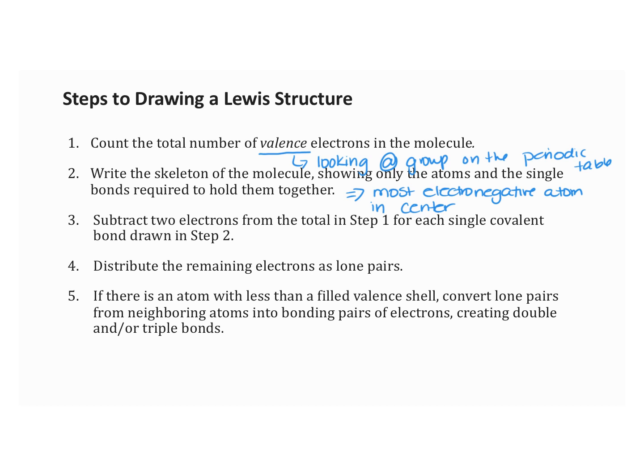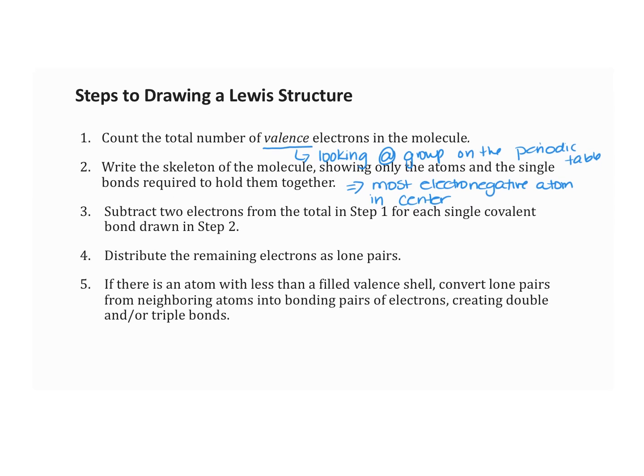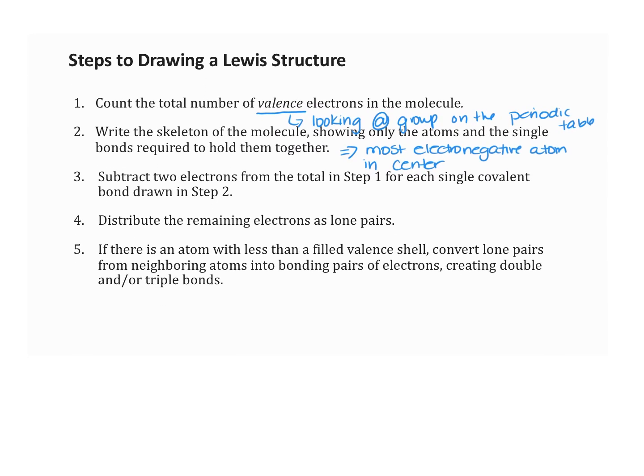You're going to subtract 2 electrons from the total that you calculated in step 1 for each single covalent bond, and then you're going to distribute the remaining electrons as lone pairs. Now, if there's an atom with less than a filled valence shell, convert the lone pairs from neighboring atoms into bonding pairs of electrons, creating double or triple bonds.